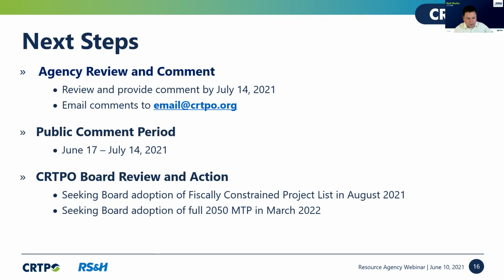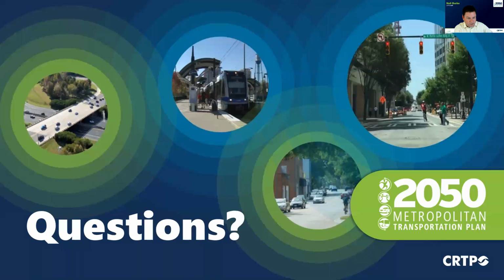We will be bringing this information to the CRTPO board next week in terms of the draft fiscally constrained project list, with an action request to open the public comment period beginning a week from today on June 17th and closing on July 14th. And then we will be seeking the board adoption of the fiscally constrained project list in August of 2021. And then we will be seeking board adoption of the full 2050 Metropolitan Transportation Plan in March of 2022. I think that is the last slide.